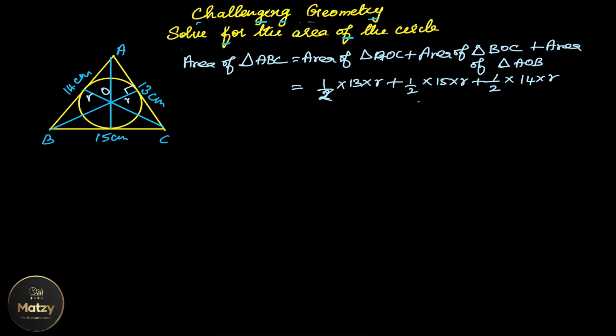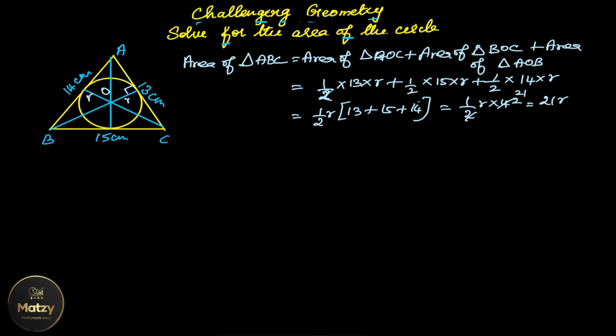Now, I am taking half R as common. So 13 plus 15 plus 14. What am I getting? 15 plus 14 is 29, 42. So half R into 42. That is, 2 is going here, 21 times R. That is 21 R.